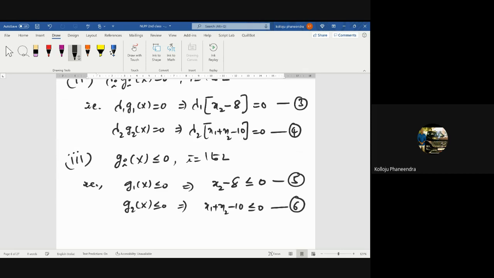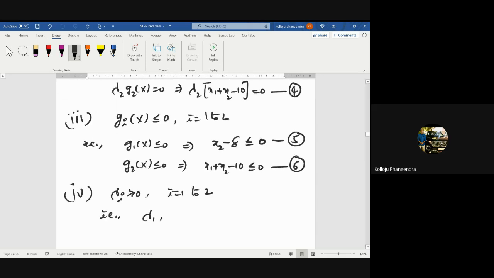Sixth one. Next, coming to the fourth condition, lambda i greater than or equal to 0, for i equal to 1 to 2. That is, lambda 1, lambda 2 both are greater than or equal to 0. Or you can write it like this: lambda 1 greater than or equal to 0, lambda 2 greater than or equal to 0. Let me write like this, because I need equations: 7th, 8th. So whatever the solution by solving these 8 equations, that solution must satisfy all the conditions 1, 2, 3, 4, 5, 6, 7, 8. We have to pick up that solution.